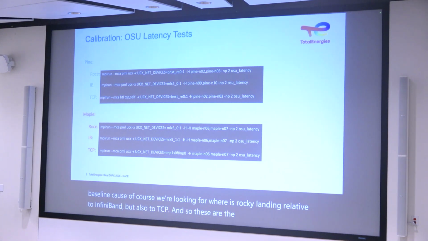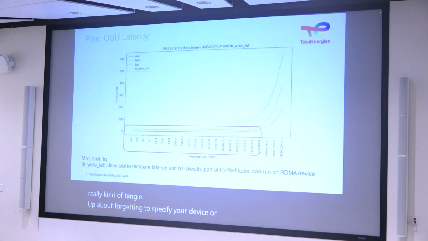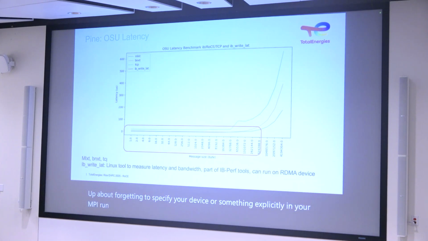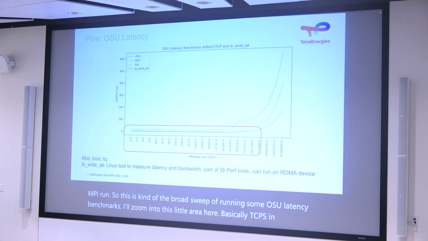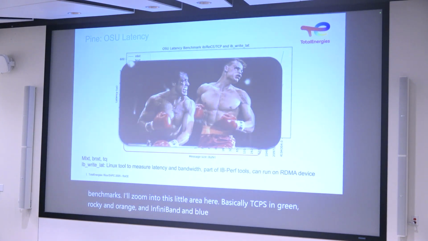This can be made available to anyone who wants to do this test, to avoid you having to figure out these little subtleties. And I mean, these are simple things, but they can really tangle you up, like forgetting to specify your device explicitly in your MPI run. So this is the broad sweep of running some OSU latency benchmarks. I'll zoom into this little area here. Basically TCP in green, Rocky in orange, and InfiniBand in blue. So it's looking pretty good so far, got a hit there for Rocky.